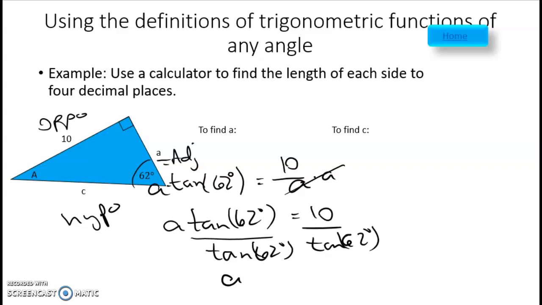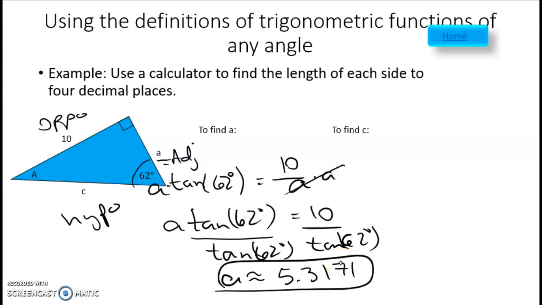I'm going to enter that into my calculator and go 4 decimal places. So A is roughly equal to 5.3171. Okay, so there's A.